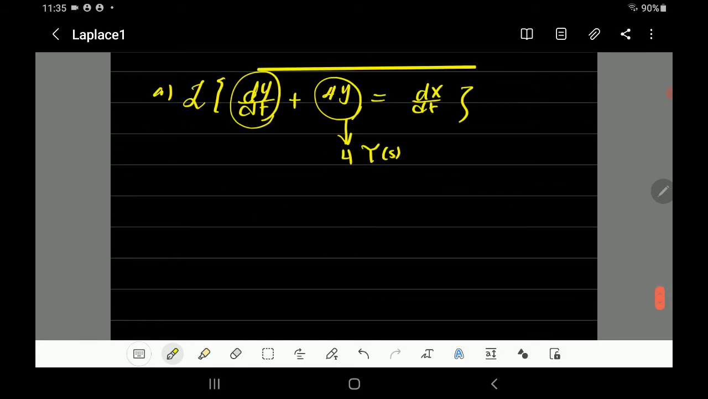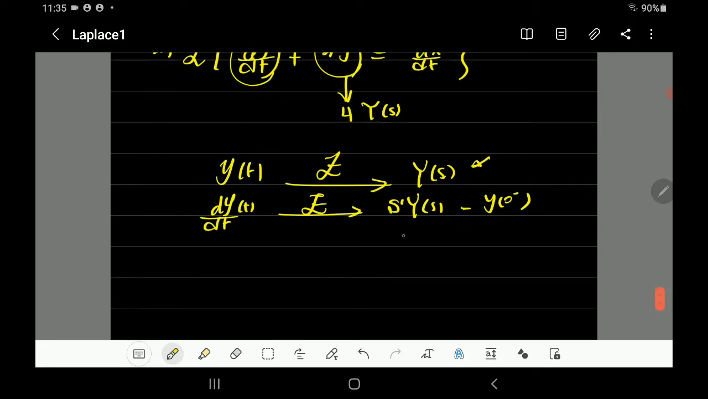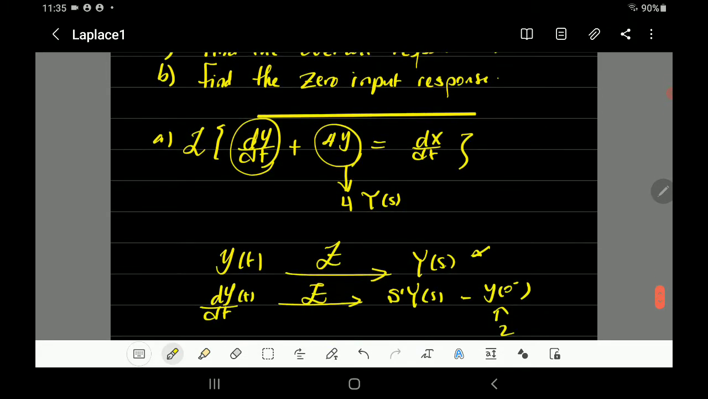You have to go to the property of the Laplace transform for differentiation. If the Laplace transform of y(t) is Y(s), then for dy/dt differentiated, you will multiply by s, and then subtract the initial condition. The initial condition in this case is equal to 2. It is given in the problem here. So now I know this part is equal to sY(s) minus 2.